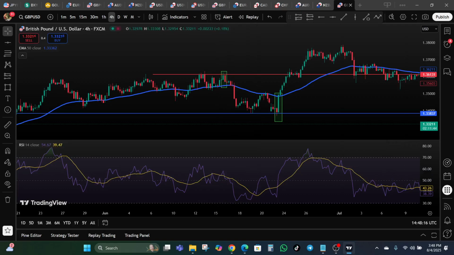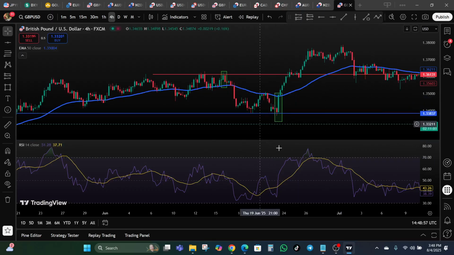The final confirmation is the 50 EMA. For a long trade, the price should be above the 50 EMA, and the EMA should be sloping upward. And for a short trade, the price should be below the 50 EMA and the EMA should be sloping downwards. This keeps us aligned with the broader intraday trend and helps filter out trades that go against market momentum.